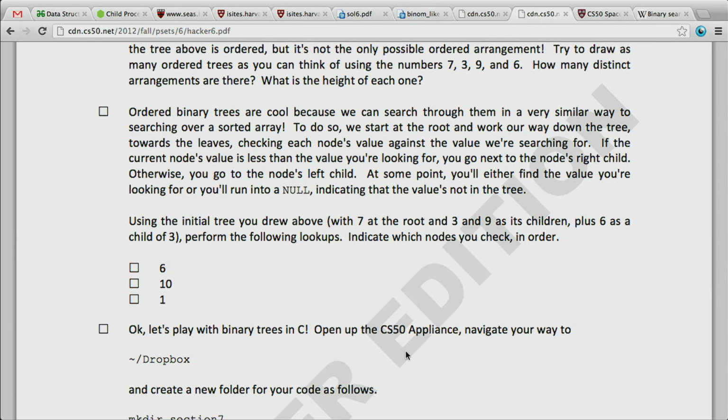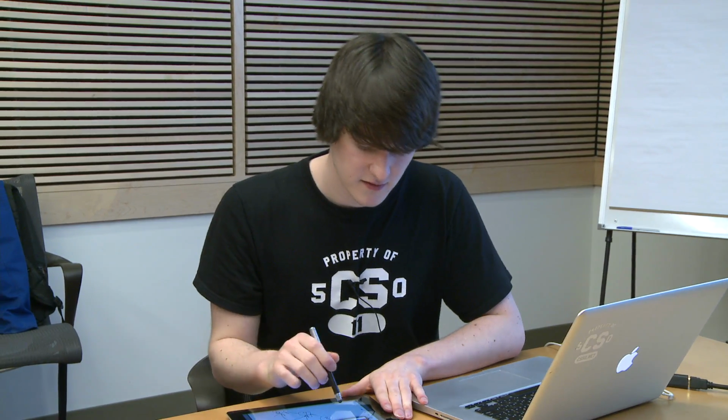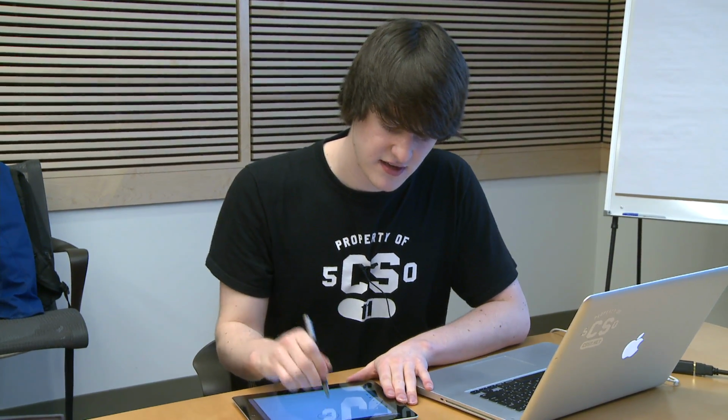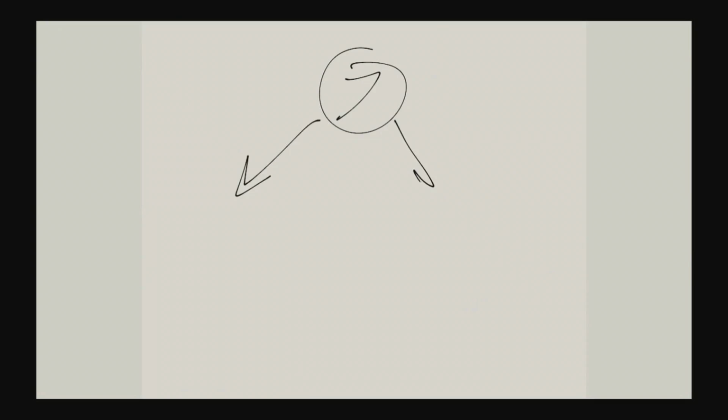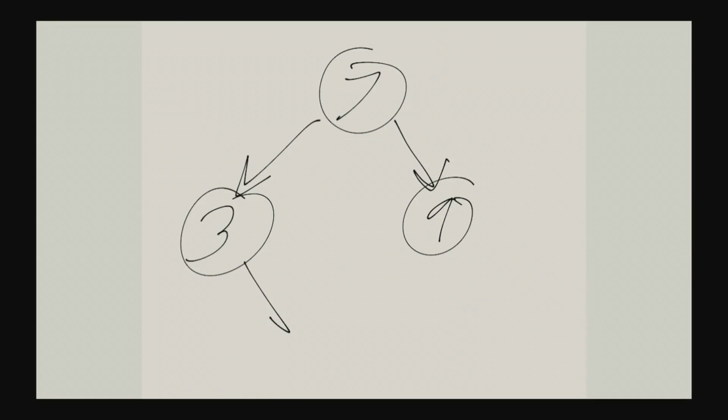Okay, so I have to redraw the tree we had before. That'll take a second. But we want to look up whether 6, 10, and 1 are in the tree. So what it was, 7, 9, 3, 6. Okay, so the numbers we want to look up, 6. So how would this algorithm work?